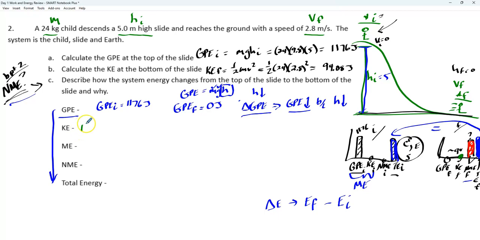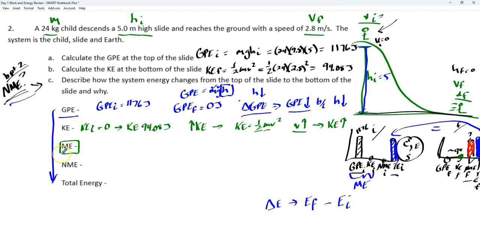Thinking about kinetic energy, the kinetic energy initial was nothing because it wasn't moving. The kinetic energy at the end was 94.08. That's what we got. So to go from 0 to 94.08, there'd be an increase in kinetic energy. If you want to think about it this way, what causes the kinetic energy to change? KE is equal to 1/2 mv squared. Again, 1/2 is a constant. It doesn't change. Mass is also a constant in this problem. The kid didn't gain or lose any mass. The velocity, though, increased. So if there's an increase in velocity, that's a direct relationship with kinetic energy. As velocity increases, so does the kinetic energy.